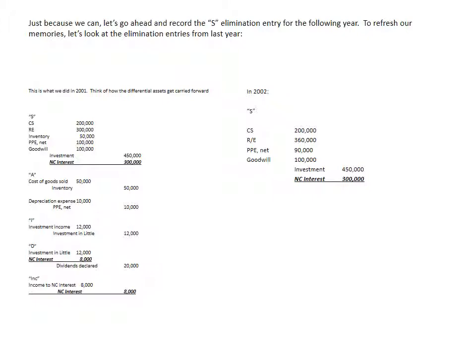Now, you may note that the credits to investment and non-controlling interest are the same in both the 2001 and the 2002 S entries. That is just an unfortunate coincidence arising from the way I picked the numbers for this example. Normally they would not be the same. In this case they were, just by unfortunate coincidence for the way I picked the numbers.